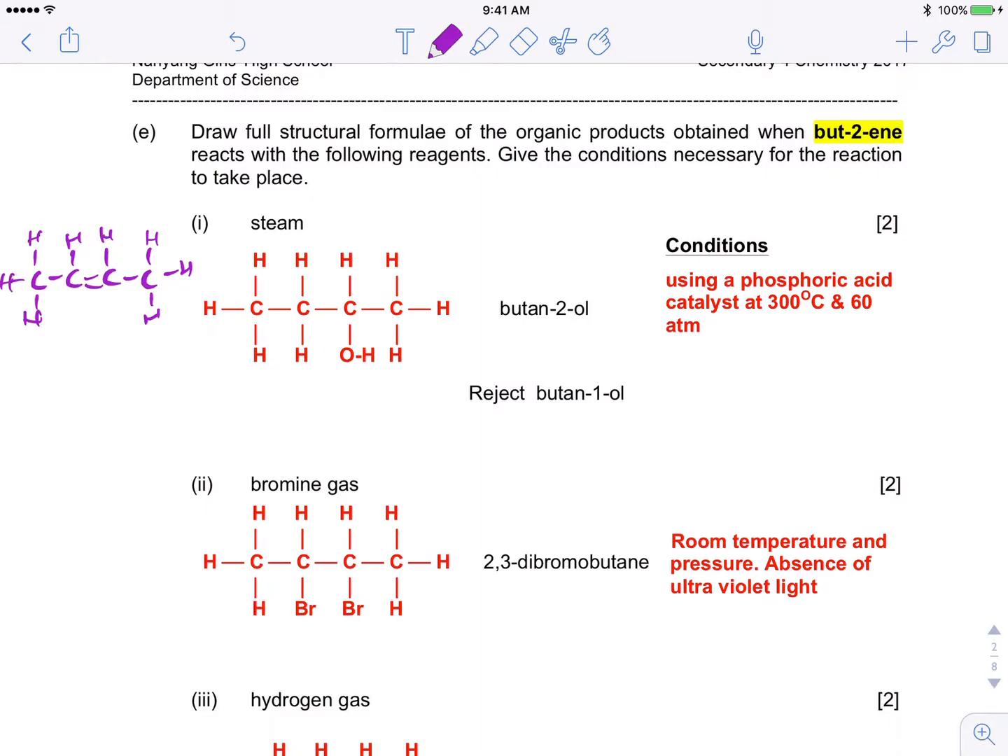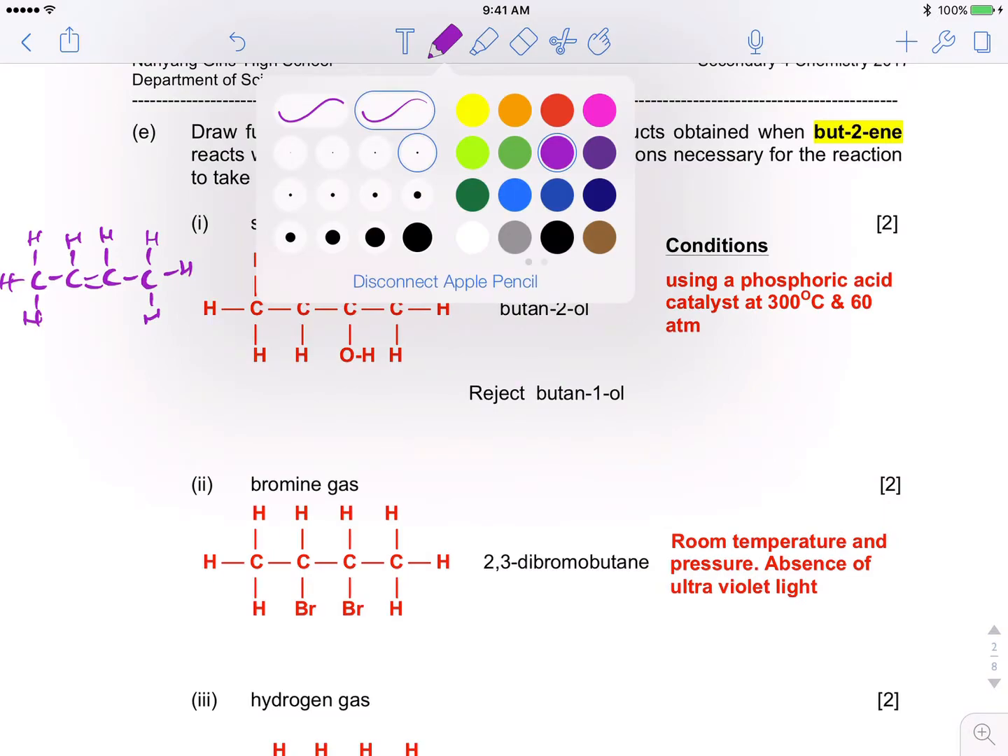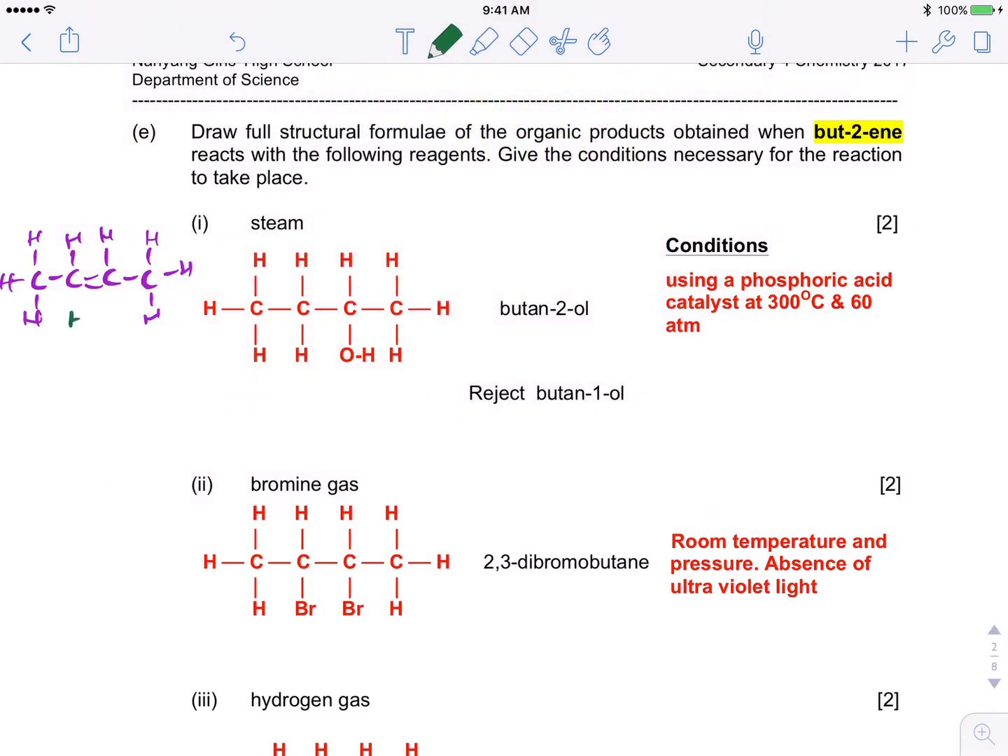If I add steam to it, HOH, how should it look like? Okay, this bond will break, this bond will break, and it will join like this. Regardless of which way you position the water molecule, it's always butan-2-ol. Note that it's not possible for butan-1-ol to form, because for butan-1-ol to form, the CC double bond must be at the first position.